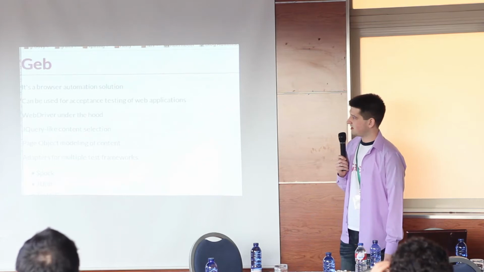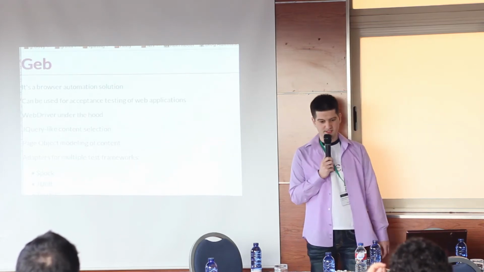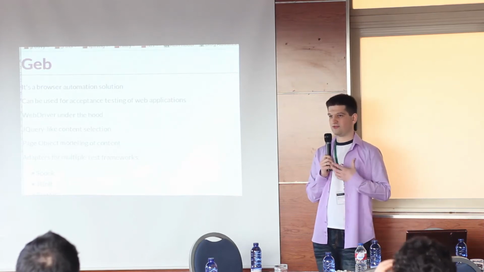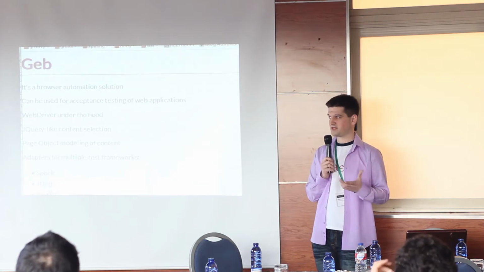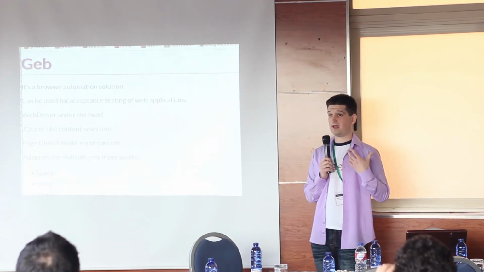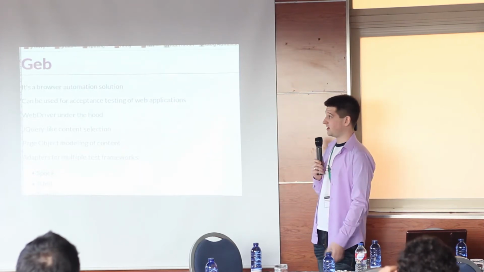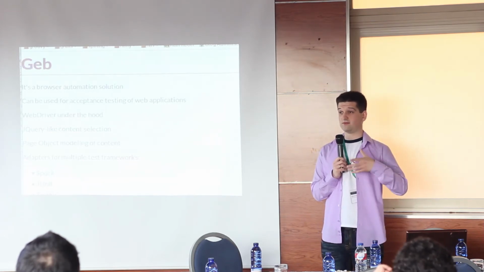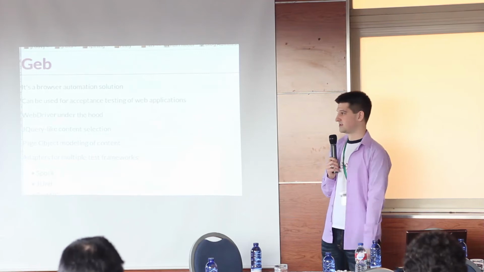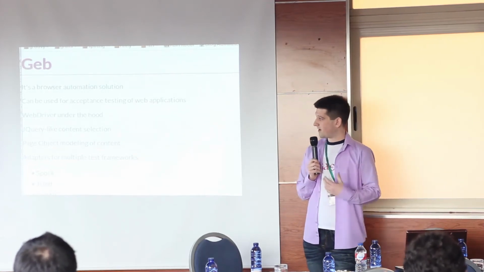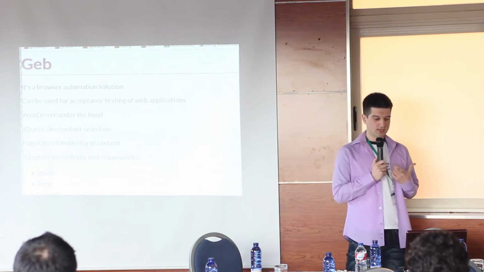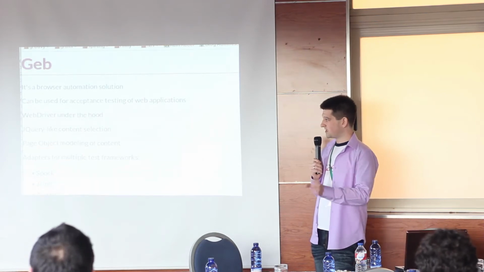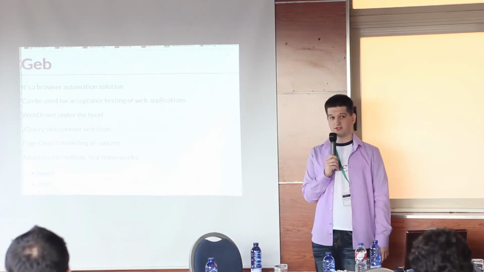So Geb is a Groovy browser automation solution based on WebDriver. And the nice thing about it is that all the heavy lifting, driving the browser itself, is done by WebDriver, and whatever is supported by WebDriver is also supported by Geb, because if something isn't, you can always go down, access the WebDriver, and call the methods on it. Apart from that, Geb gives you jQuery-like content selection to make your selectors and the code around selection of DOM elements more concise.